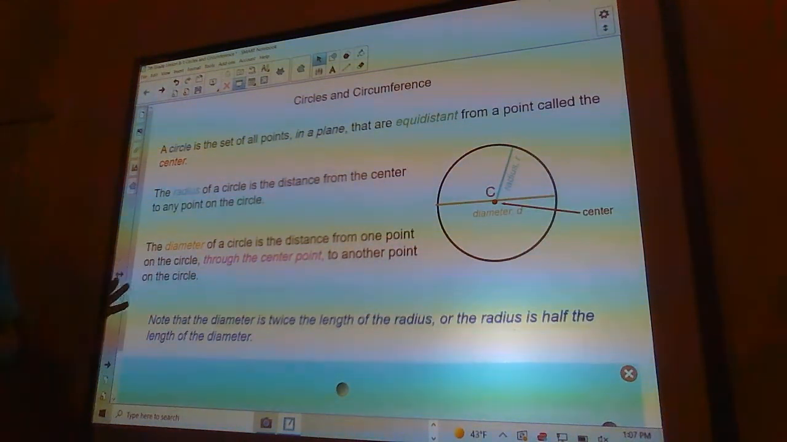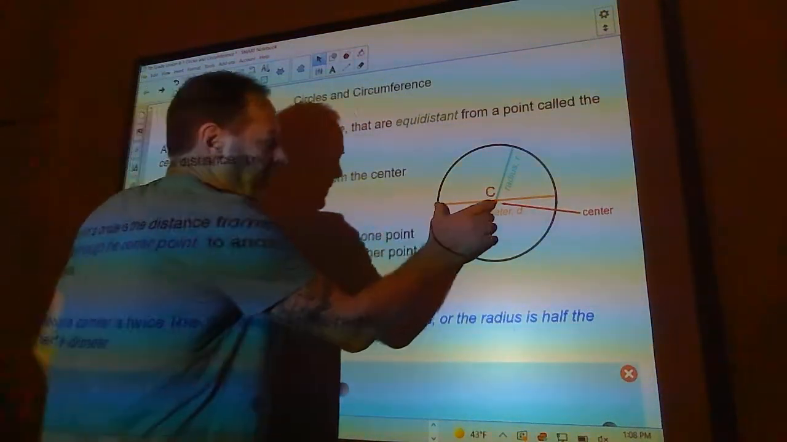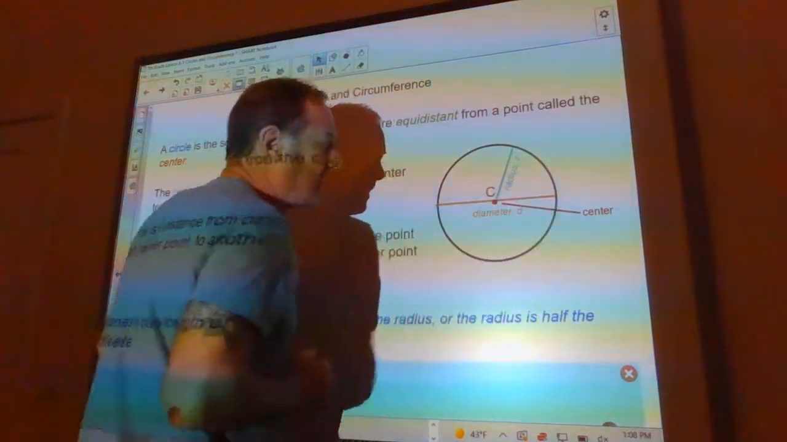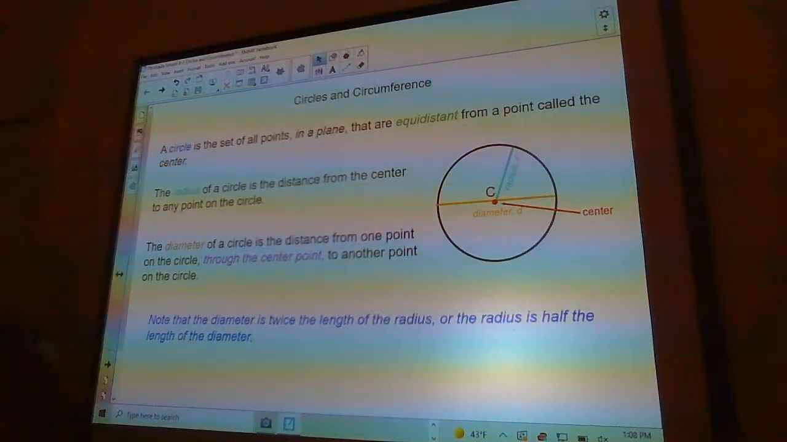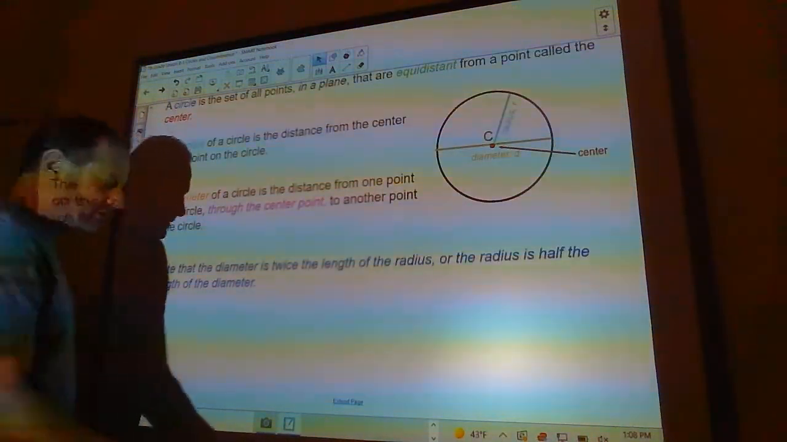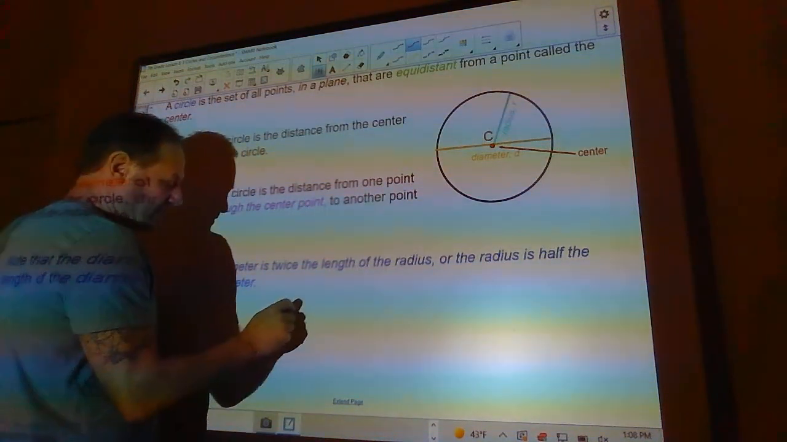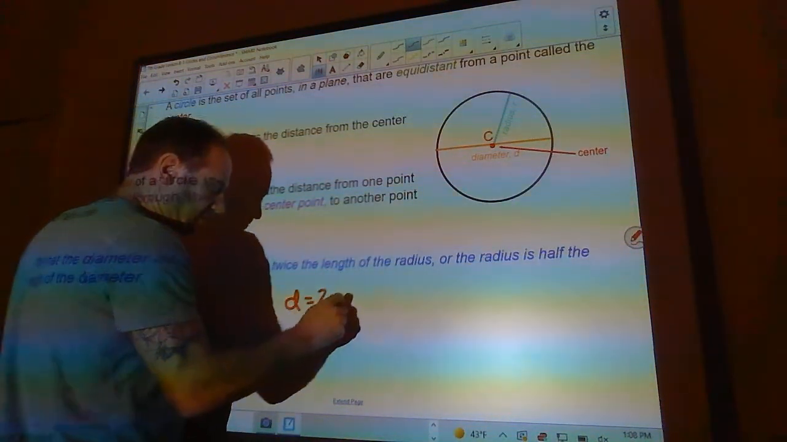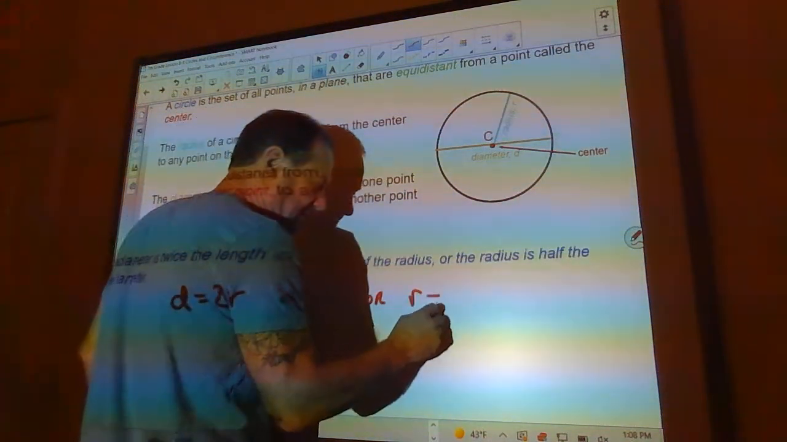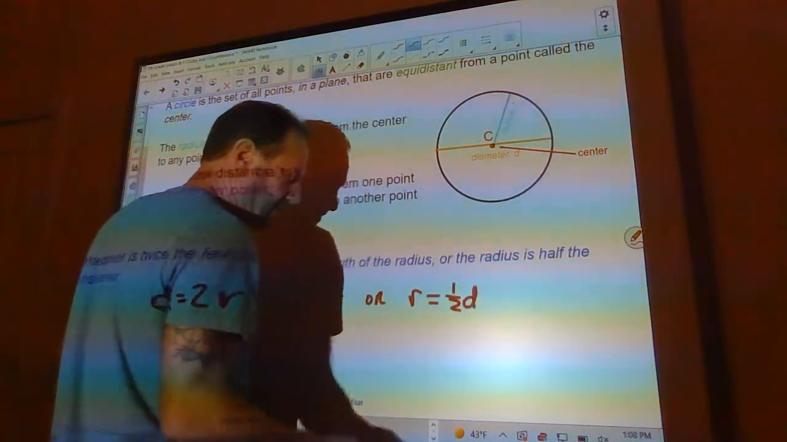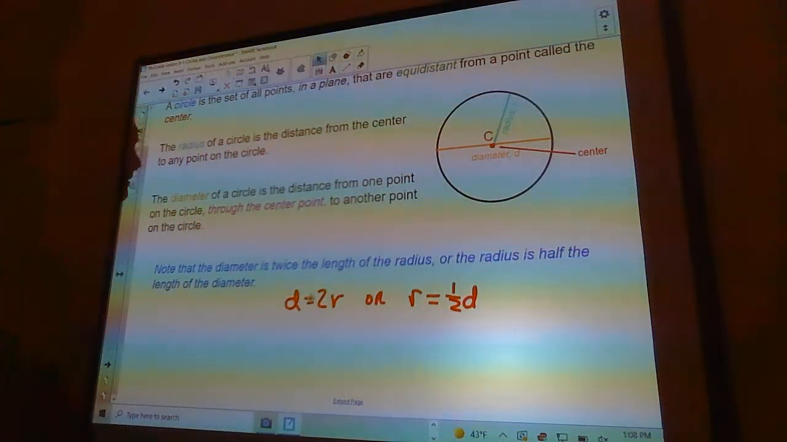Note that the diameter is always twice the length of the radius, because you've got basically a radius here and a radius here. Okay, so we get a couple of formulas out of that. You can write it either as the diameter is twice the radius, or you can write it as the radius is half the diameter. Either one of those works.